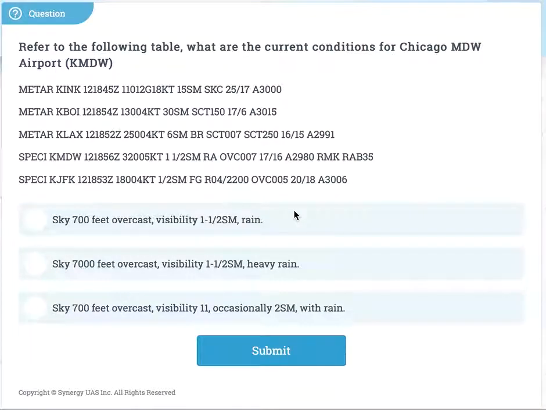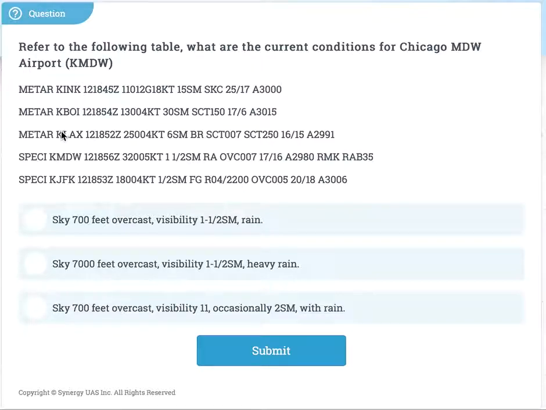Here's a question where you're going to need to be able to decode the METAR report. The question here is: refer to the following table. The table gives you METARs for KBOI, Boise; KLAX, Los Angeles; KMDW, Midway; and KJFK, which is Kennedy Airport. Referring to the following table, what are the current conditions for the Chicago Midway Airport? They even give you the 4-letter code here.